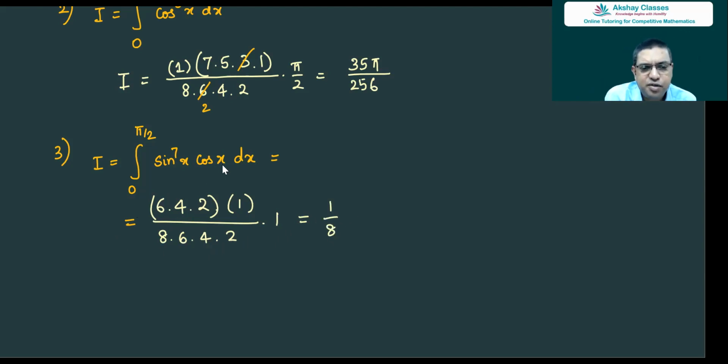And this you can observe directly. If I write sin x as t, then cos x dx becomes dt. This becomes t power 7, so t power 7 dt will be t power 8 by 8. So that will be sine power 8 x by 8, and substitute the limit 0 to pi by 2. You will get 1 by 8 minus 0, 1 by 8. Okay, so I hope you get it.